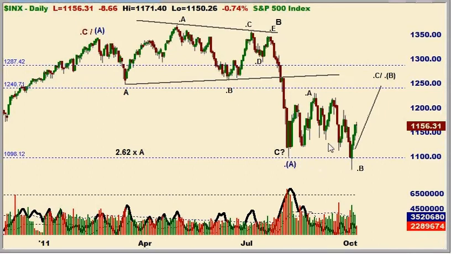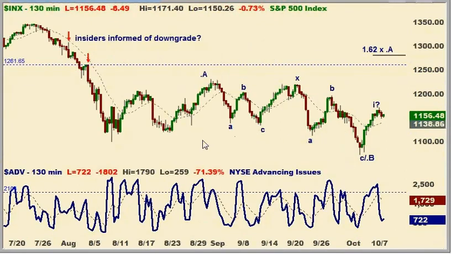With a little more detail, again, to me, I count the decline from the late August, September high as a series of ABCs, probably a zigzag for B, and that 1.62 times A would target up around the 1280 area. I don't know if we're going to get that high, but it's been said that criminals like to return to the scene of the crime.